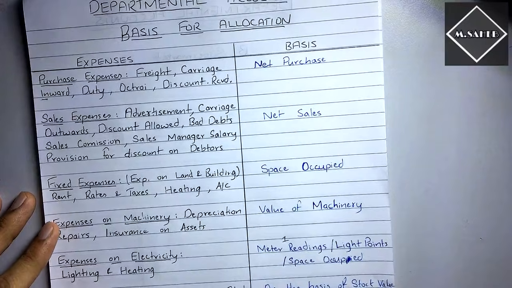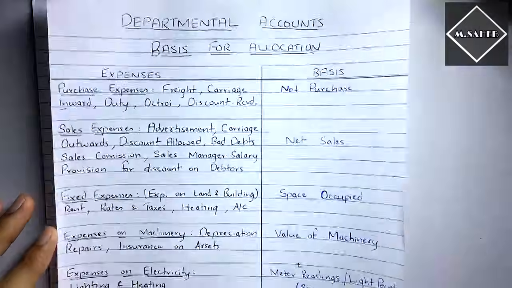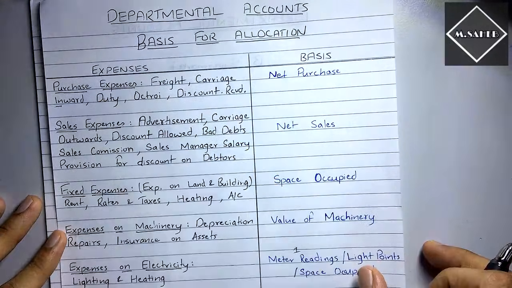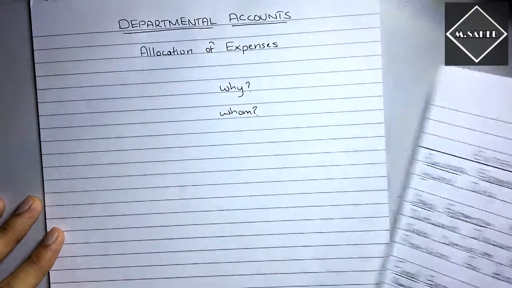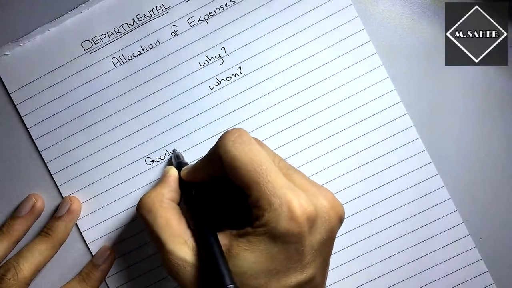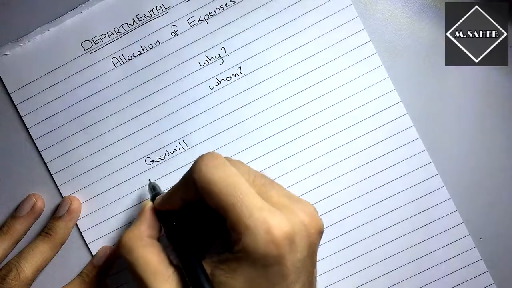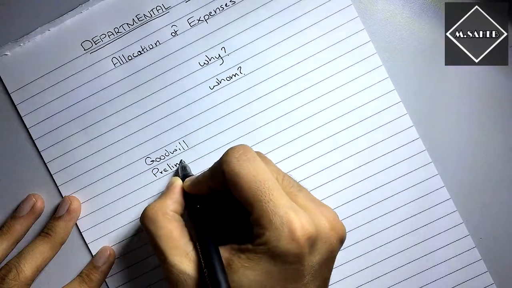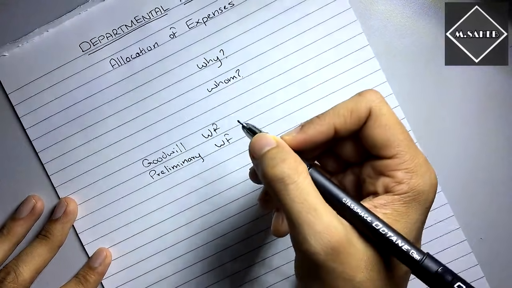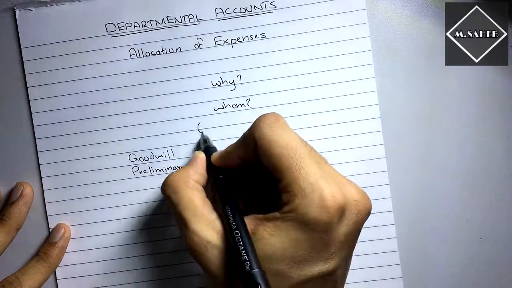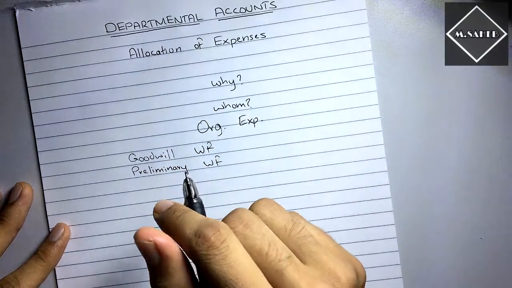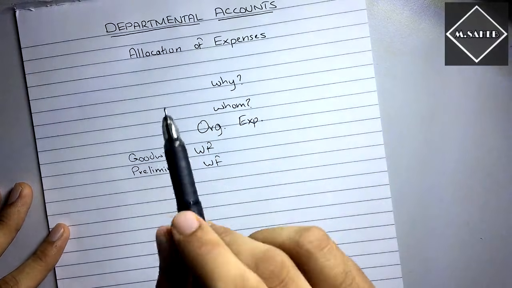Okay, it's very simple. You just have to understand these expenses. It's very simple, right? You understood, right? Purchase expenses, sales expenses and everything. And I need to tell you that there will be some expenses which you cannot allocate. There will be some expenses like goodwill written off, and preliminary expenses written off. Some expenses will be there which you cannot distribute, because these are organizational level expenses, and these expenses cannot be allocated to any of the departments.